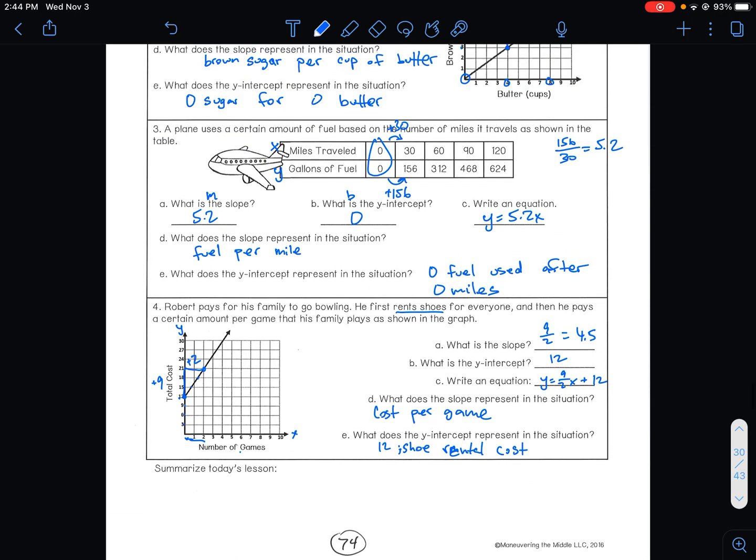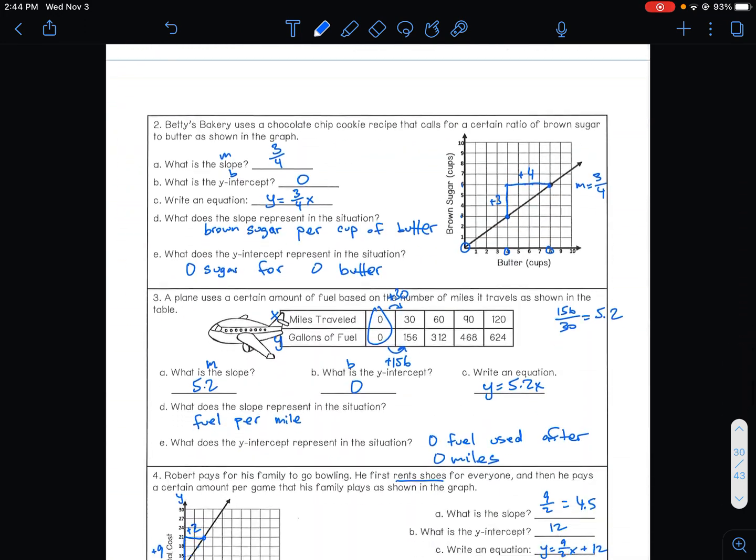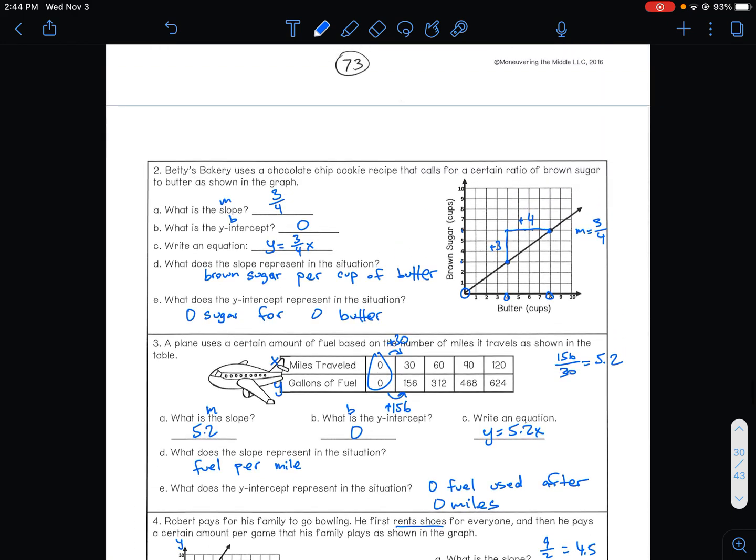All right, so that is our lesson on writing equations from tables and graphs. Go ahead and try some problems on your own.